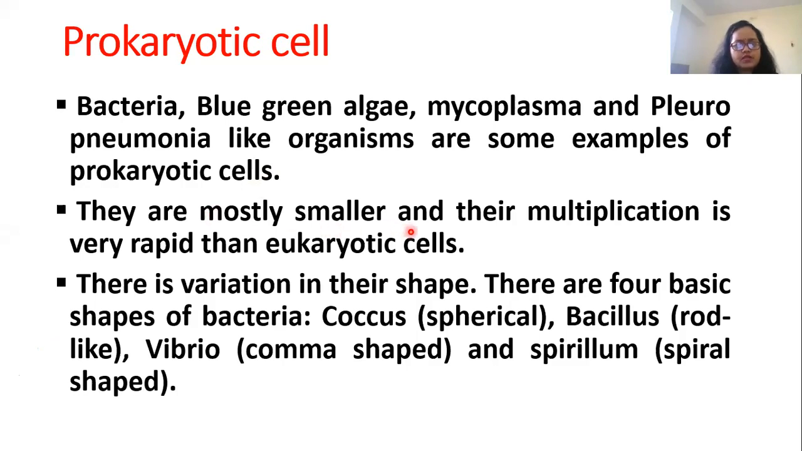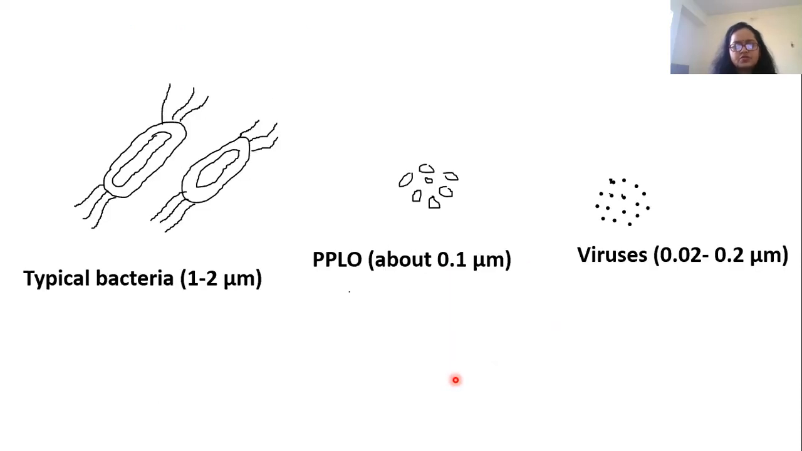They are mostly smaller and their multiplication is very rapid than eukaryotic cells. So prokaryotic cells are generally very small in size compared to eukaryotic cells, and their multiplication rate is very rapid. They also exist in various shapes. There are generally four basic shapes of bacteria: coccus, which is spherical; bacillus, rod-like; vibrio, comma-shaped; and spirillum, spiral shape. So we can see here a typical bacteria which is about 1 to 2 micrometer in length.